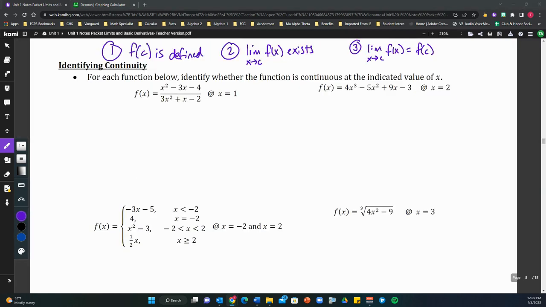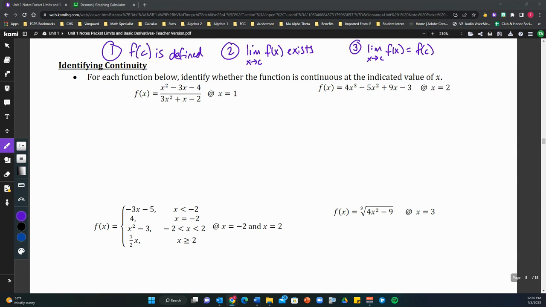All right, so now we're going to take a look at some examples of where we actually need to test for continuity for a given function at particular values of x. For our first one here, we have f of x equals x squared minus 3x minus 4 over 3x squared plus x minus 2. We're going to be testing at the value x equals 1. This is a rational function, and just to refresh your memories, rational functions can have some weird things occur on their graphs, mainly asymptotes and holes.